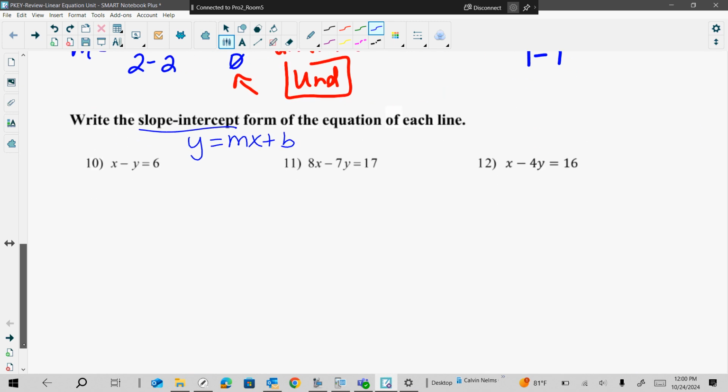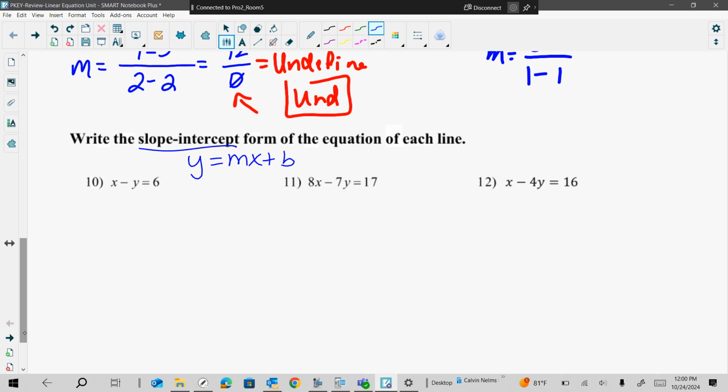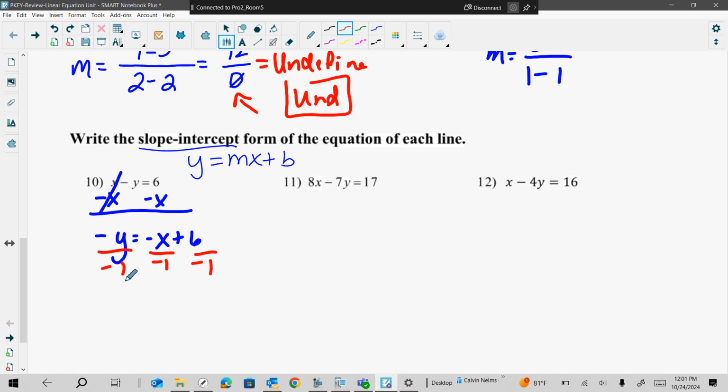All right, now we're going to ask you to put in slope-intercept form. So you have to solve for y. That requires first to minus the x, or move the x, doing the opposite. Negative y equals negative x plus 6. We can't have a negative variable, so you have to divide everything by negative 1. So y equals positive x minus 6.